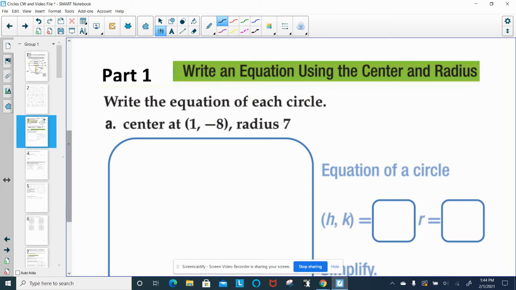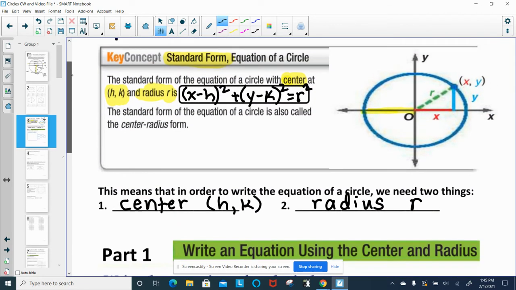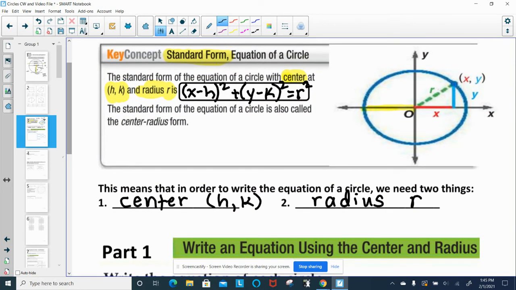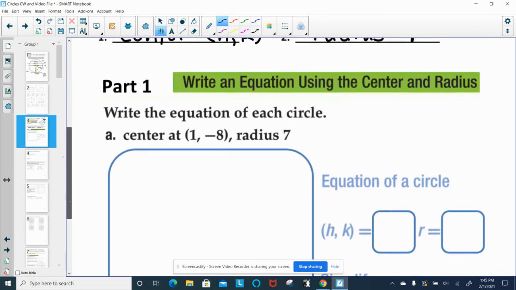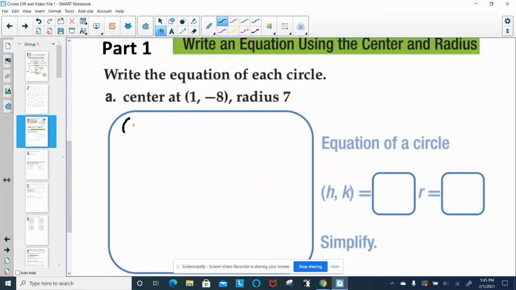Now, I don't know if you guys remember way back in the SOHCAHTOA unit, how I like to write SOHCAHTOA all the time? Well, Mrs. Lucas likes to also write the equation of a circle all the time. So she's going to start with that. And I'm going to write this down, if I can write it neatly.